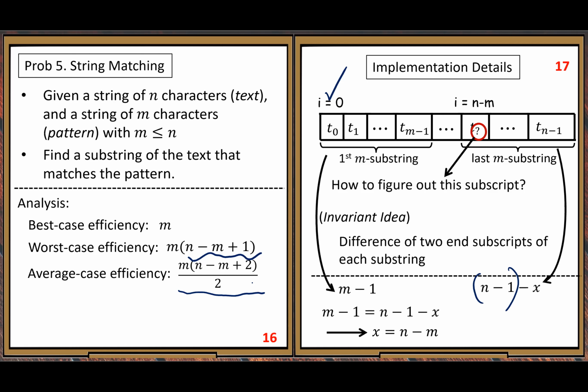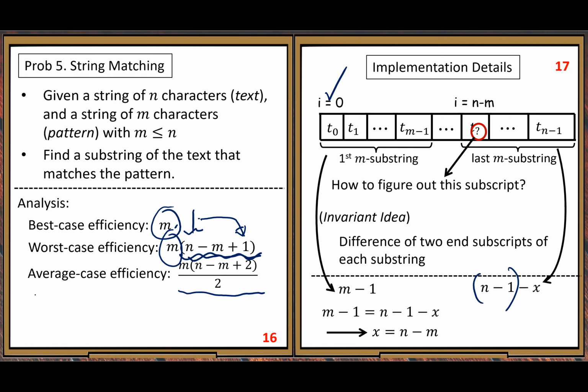Question: I think I missed something. Why is there a +2 in the average case? M times 1. Can we understand it as, because each one has this M multiple, right? But the coefficient for that M is 1, and the coefficient for the last one is this number. So it is 1 plus this last one, divided by 2.